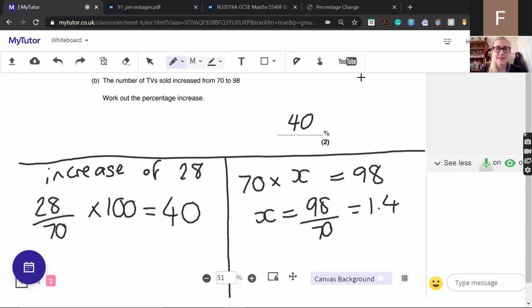And now this is something that I haven't quite covered yet, but you might know or have guessed that when we do a percentage increase, we add it to 1. So if this was a 40% decrease, our multiplier would be 0.6, but it's a 40% increase, so it's 1.4. So we can see that this multiplier directly translates to plus 40%. So those are the two methods.